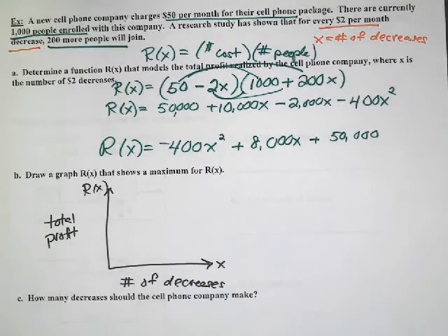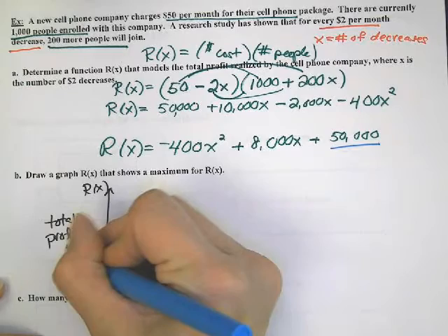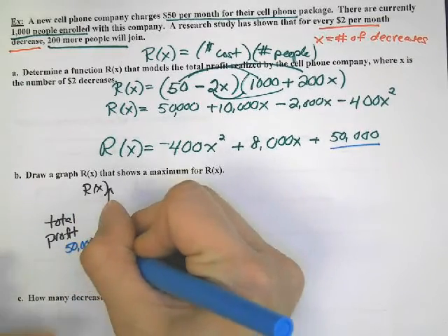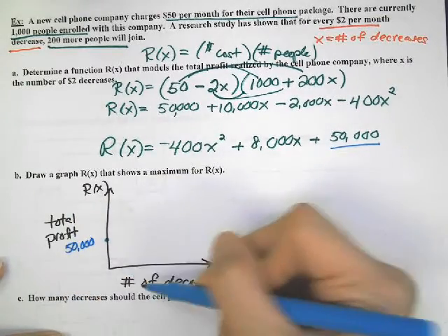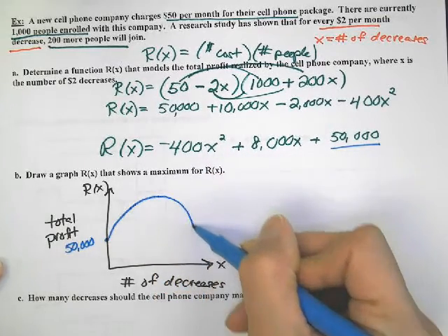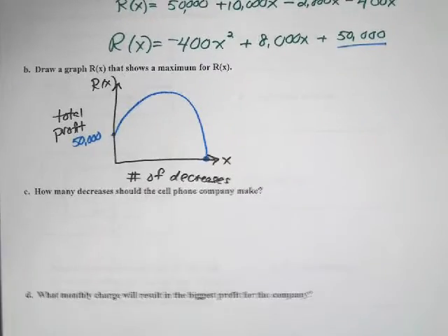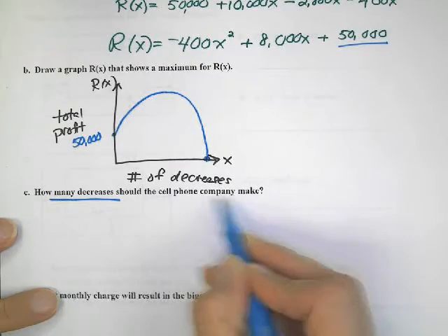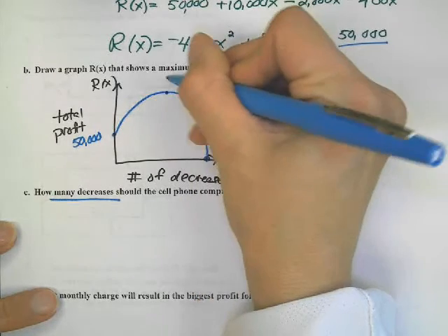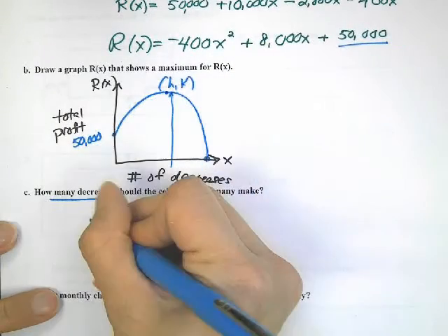Where does this graph start? It starts at 50,000. So that company is currently making 50,000. But if they keep decreasing their price, they'll make more. But then they start making it so cheap that they actually don't make enough money. How many decreases should the company make? So if you look at your H and your K, decreases clearly goes with H.